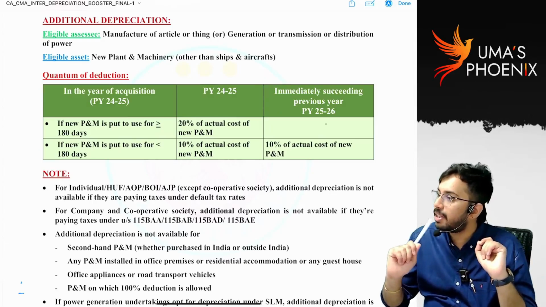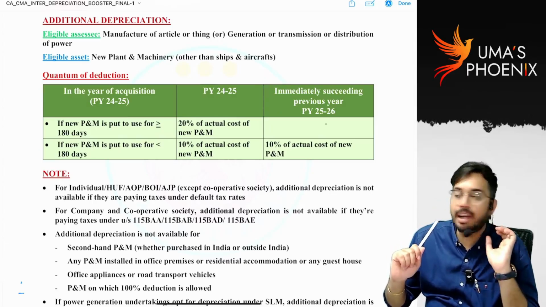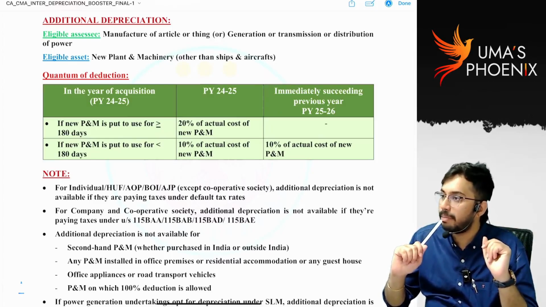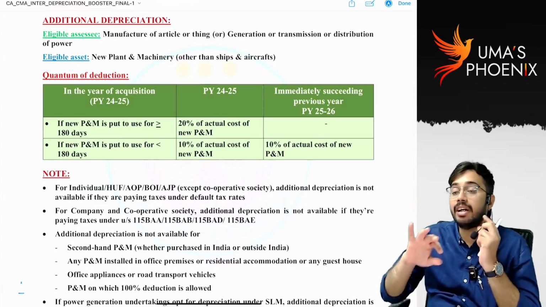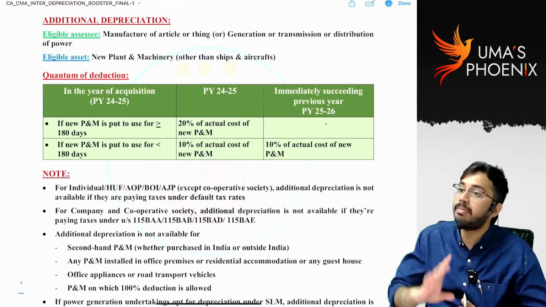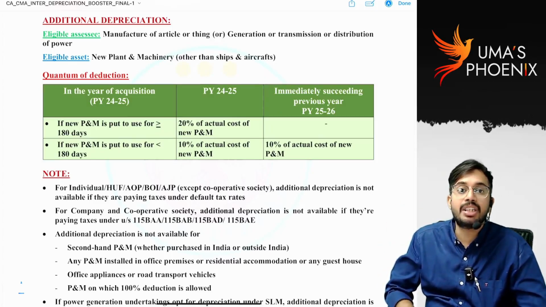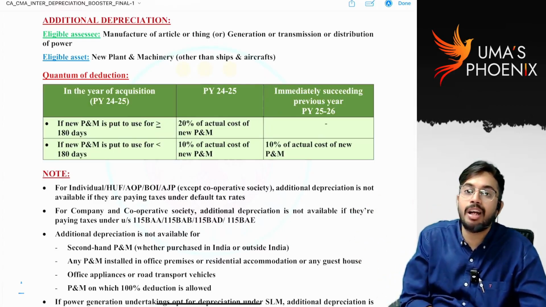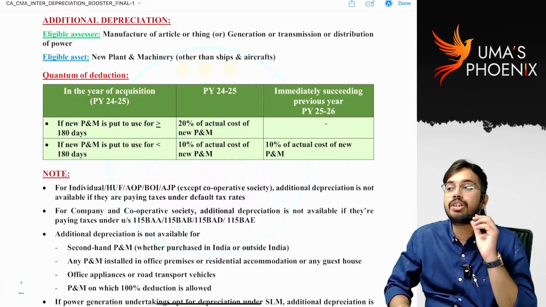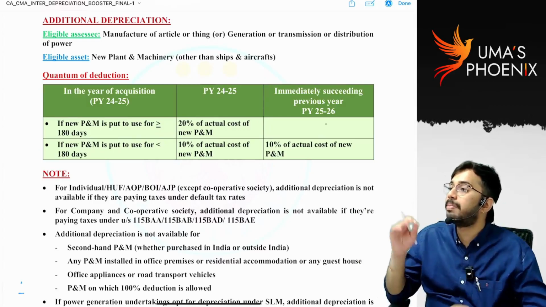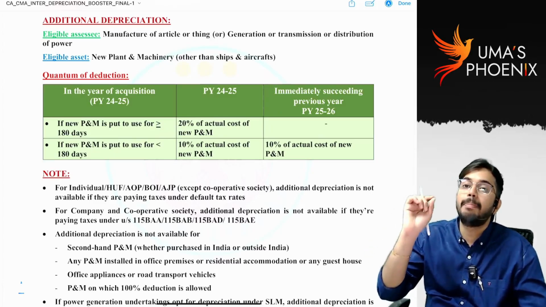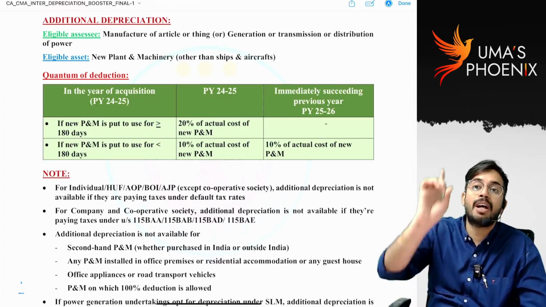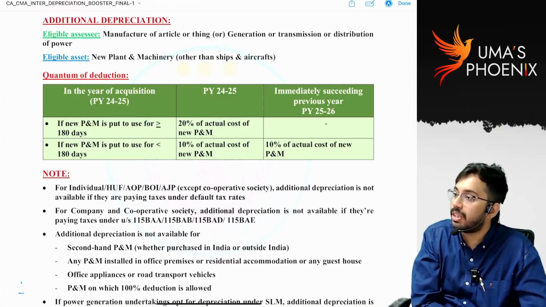Trading business cannot claim additional depreciation. Service oriented business cannot claim additional depreciation. Only manufacturing business or power generation business can claim it. Even for these businesses, additional depreciation is not available on furniture, on intangible assets, or on buildings. Additional depreciation is available only on plant and machinery. That means the benefit is available only for one asset, which is plant and machinery.